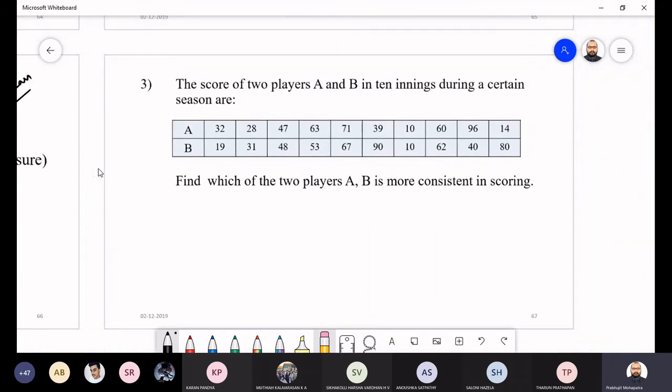The scores of 2 cricket players during a certain season. These are the scores of the 2 players. Now the question is, how many innings did they both play? 1, 2, 3, 4, 5, 6, 7, 8, 9, 10. So 10 innings each player has played. Now the question is: which player is more consistent?